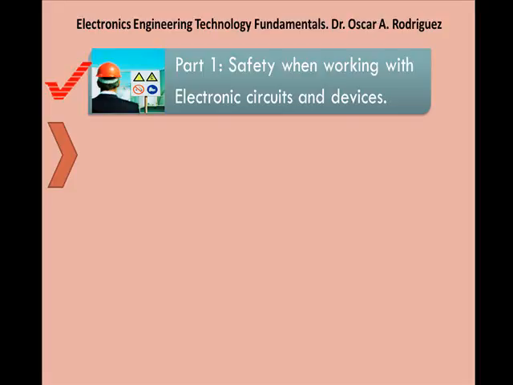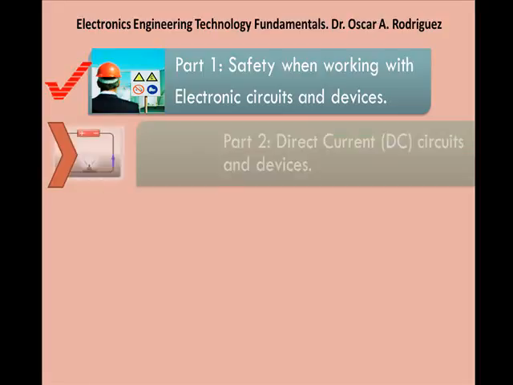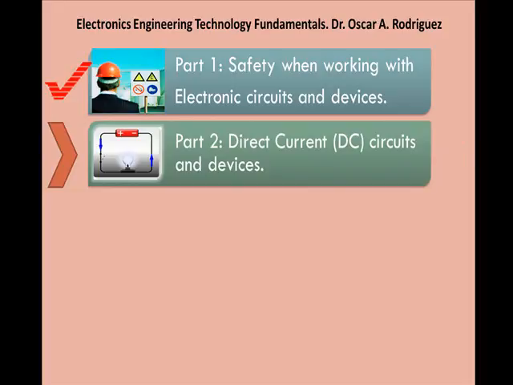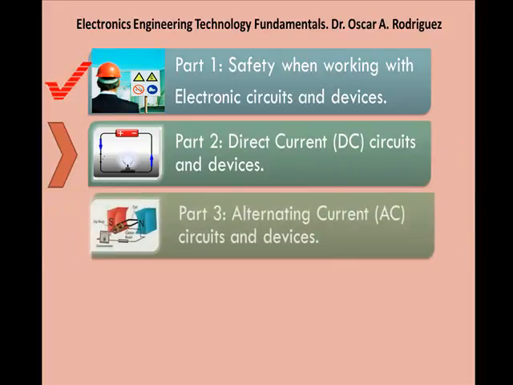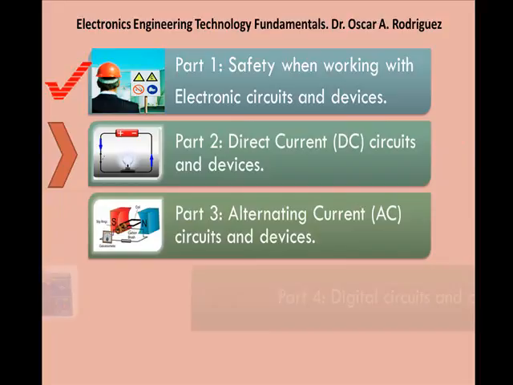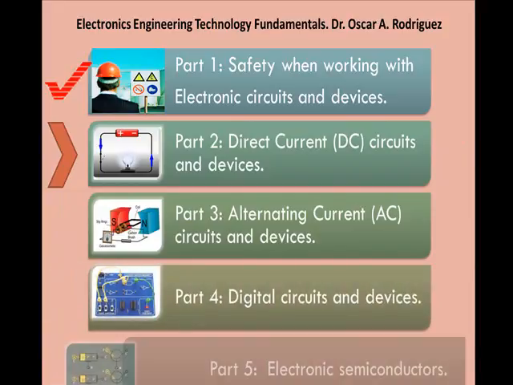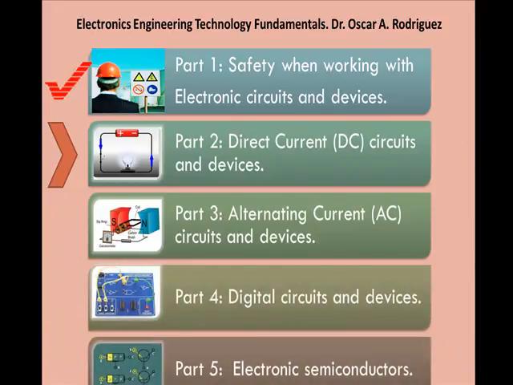And so far, we have studied part one of this course. Four lectures were covered on part one, all dealing with safety and including troubleshooting procedures. And now we are going to start the second part of the five parts that this course consists of, which is the current circuit and devices. Later on we're going to be doing alternating current, digital circuits, and electronic semiconductors.